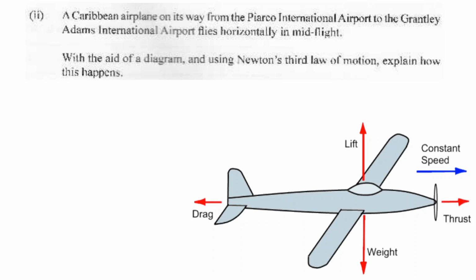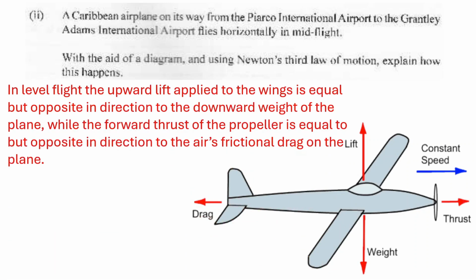So to explain how that happens, you could say something like, in level flight, the upward lift applied to the wings is equal but opposite in direction to the downward weight of the plane, while the forward thrust of the propeller is equal to but opposite in direction to the air's frictional drag on the plane. So you're talking about equal but opposite forces.